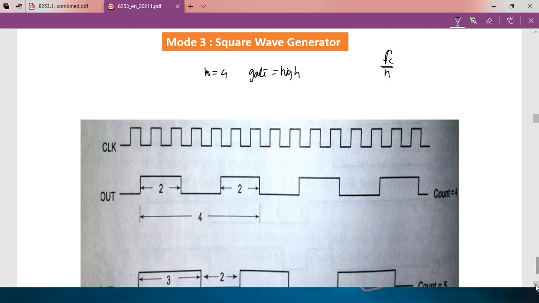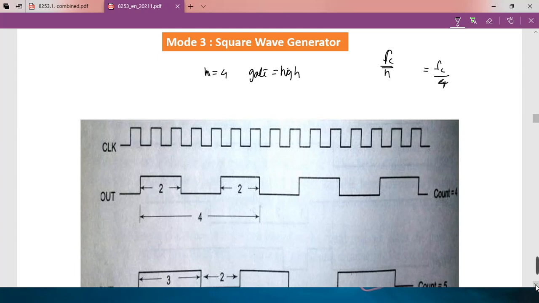Now, the frequency of this square wave will be fc by 4, where fc is the frequency of the clock pulse. So this mode is used to generate a square wave of any frequency.